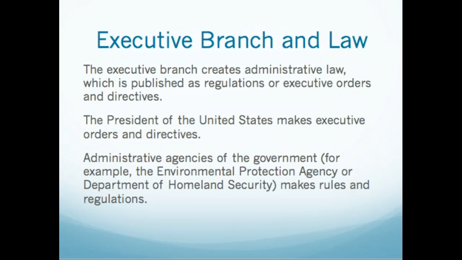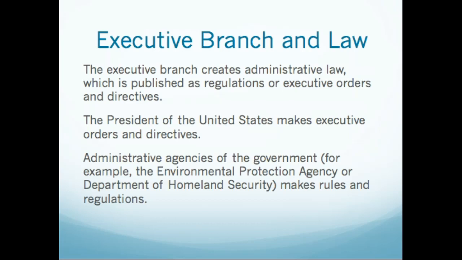Okay, next two slides, a very basic civics lesson and something you all know, but let's put it in perspective. The executive branch creates administrative law. It's published as regulations or executive orders and directives. So we all know the president can sign executive orders. The new president has done that several times in the first few weeks. Presidents are entitled to do that. They're entitled then to assign people to apply the law and to make administrative rules.